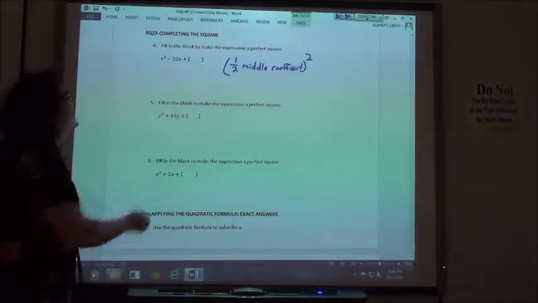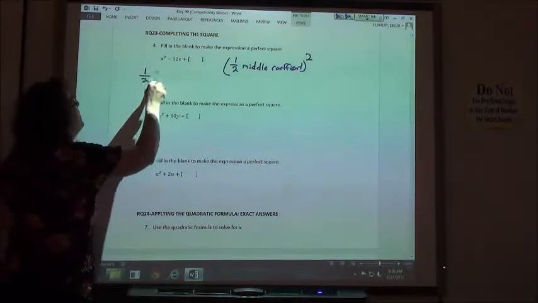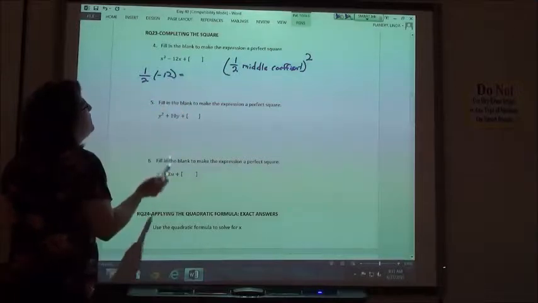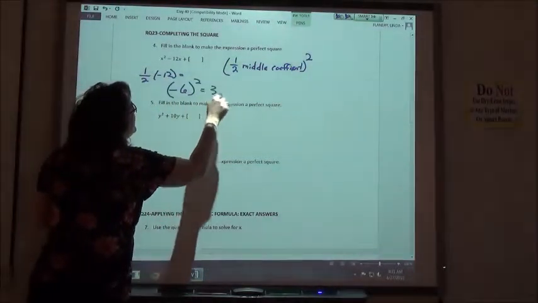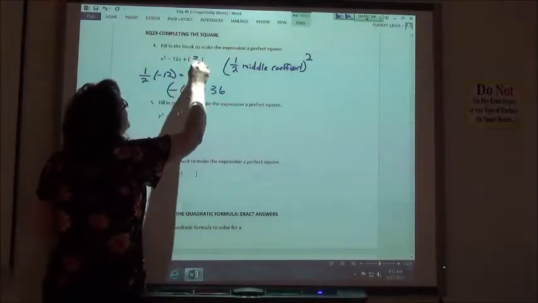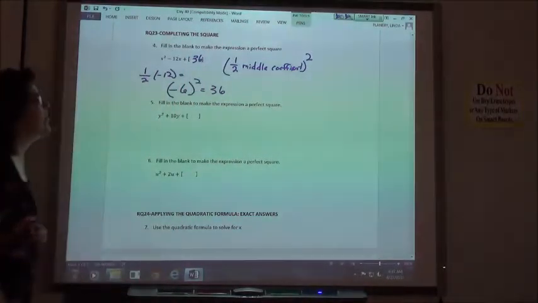So in this case, I'm going to do half of negative 12. Half of negative 12 is negative 6. I'm going to square that, which makes it a positive 36. So in there, I'm going to have a 36.